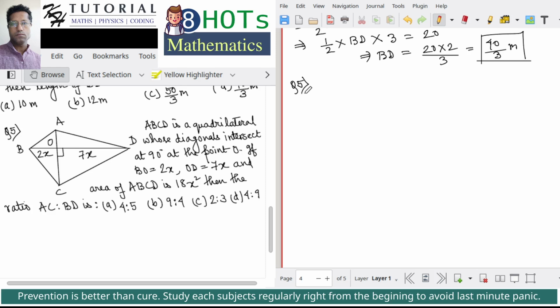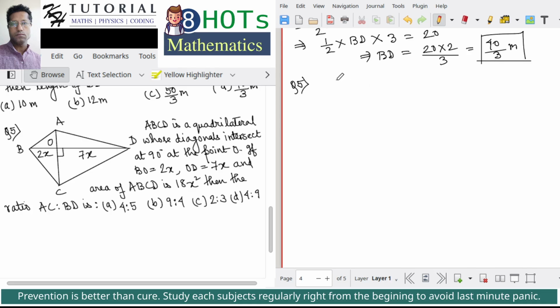If BO is equal to 2x, OD is equal to 7x, and area of ABCD is 18x square, then the ratio AC is to BD. BD we know is 2x plus 7x. Then we have to find the ratio of AC to BD. If the area of the entire quadrilateral is given.